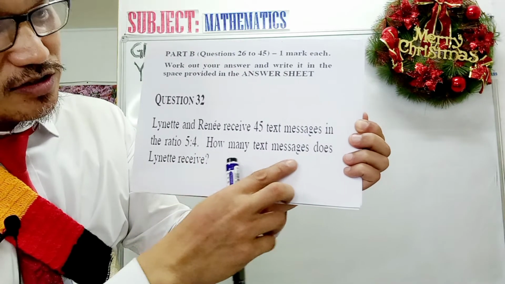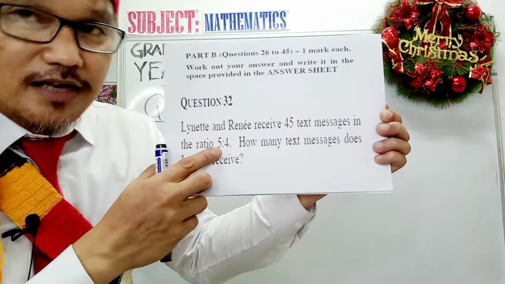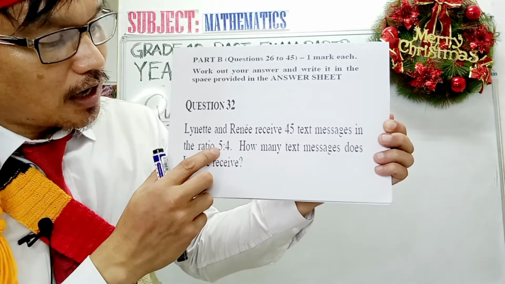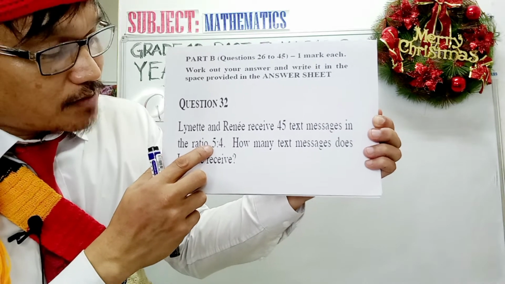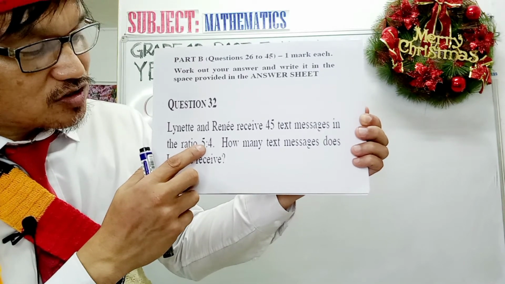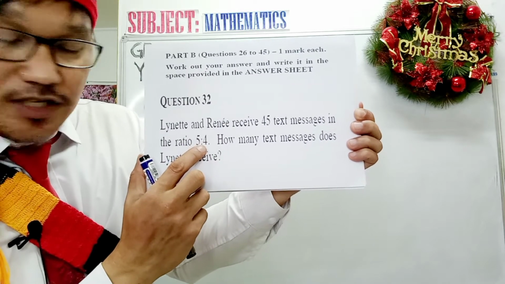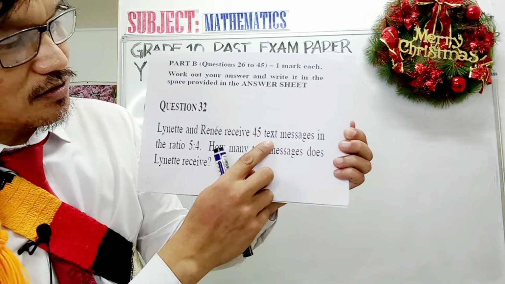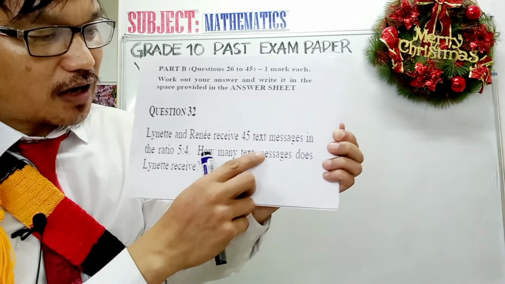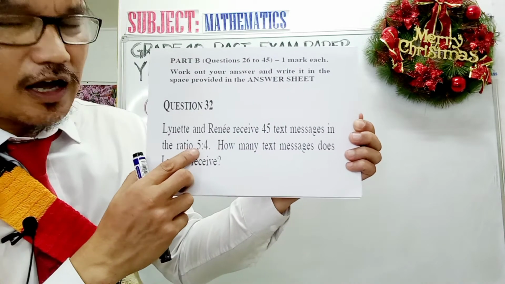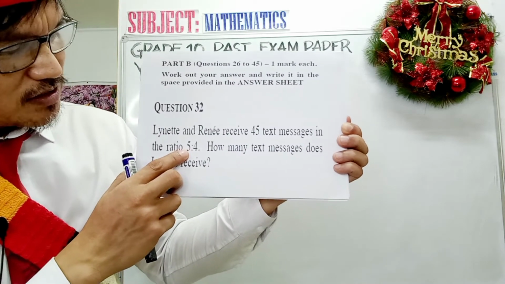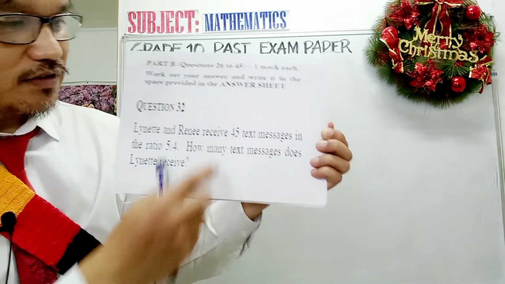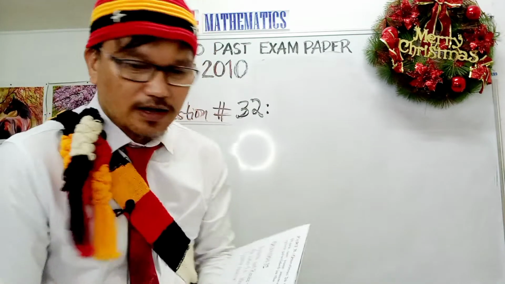How many text messages does Lynette receive? If the ratio is 5:4, then Lynette was able to send more text messages compared to Renee because of the ratio 5:4. The total messages or received messages is 45. Out of these 45 text messages, how many messages does Lynette receive? Okay, 5:4. Okay, let's now write this one.